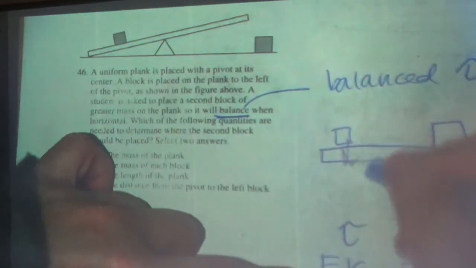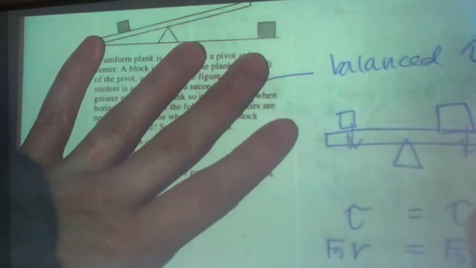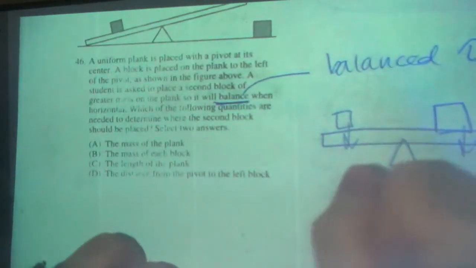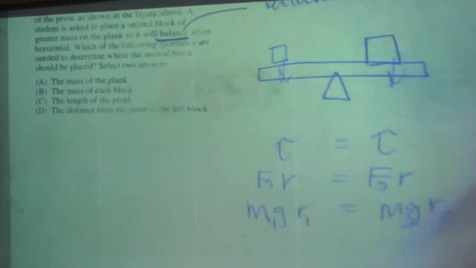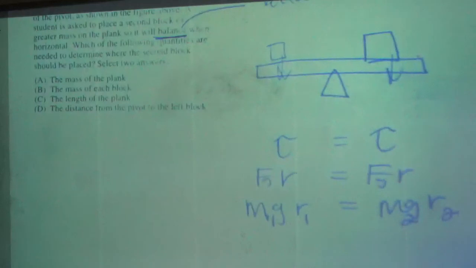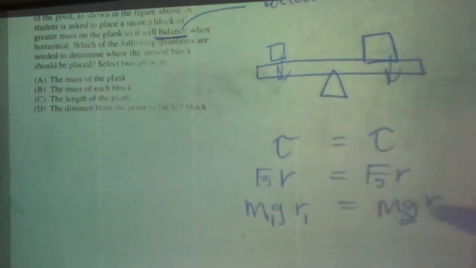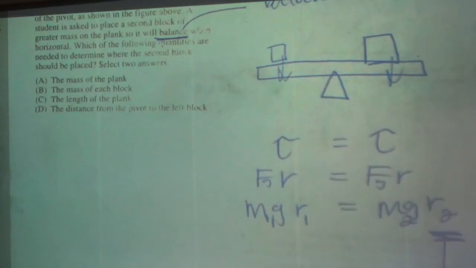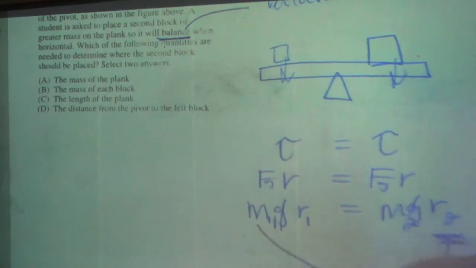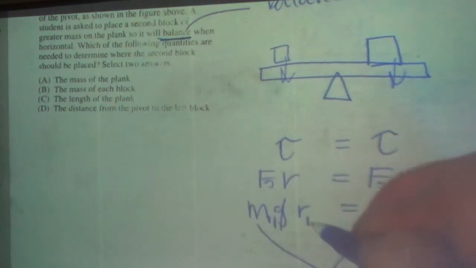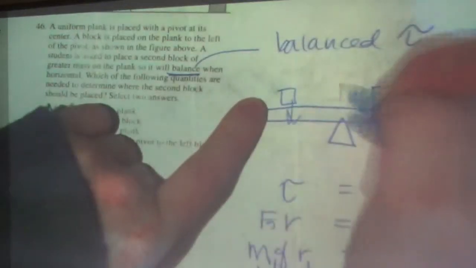Well, the force we're talking about is just the force of gravity, right? So this is just mgr must equal mgr, but these are different masses. I'll call them M1 and M2, so you're going to get different distances to the pivot point or the axis of rotation. Well, g is just going to cancel out, so it doesn't matter. You need the masses of the blocks, and you need this distance, R1, the distance from the pivot point to the block. So you want the mass of each block, and the length of the plank doesn't matter.